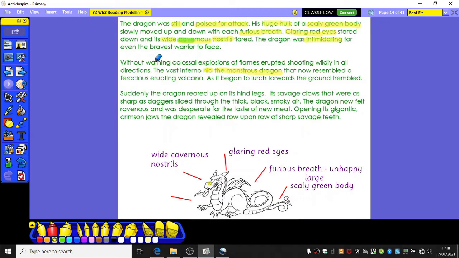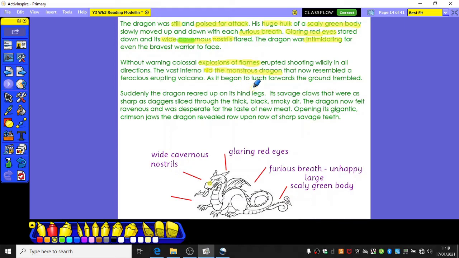What was it that the dragon did that makes it look like a ferocious erupting volcano? Let's look at the sentence beforehand. Without warning, colossal explosions of flames erupted, shooting wildly in all directions. So it's the explosions of flames. Where do the flames come from? That then leads back to the paragraph before we read. Where have the flames come from? Yes, they would come from the dragon's nostrils. The dragon has erupted a big stream of fire and flames from his nose, from his nostrils. Then, because there's so many flames, he's hid behind them.